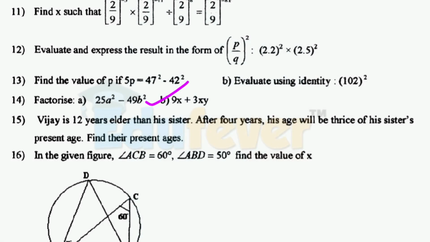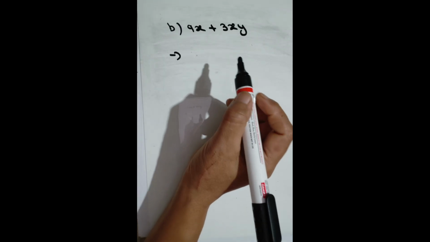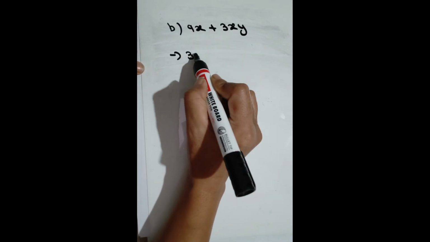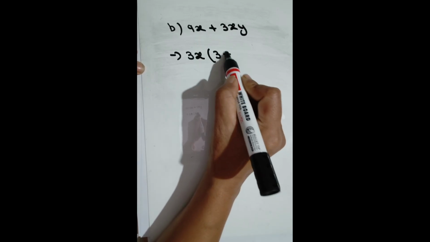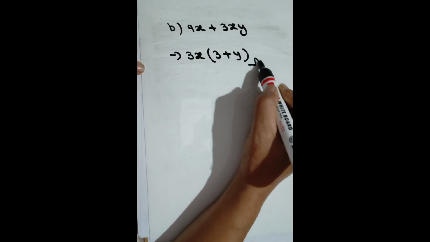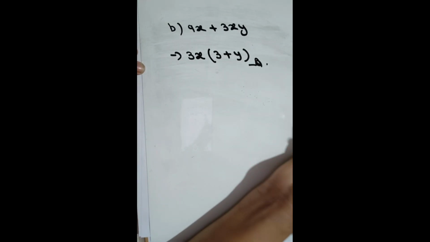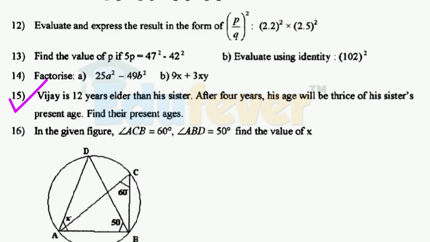Question number 14b is 9x plus 3xy to be factorized. This one is quite simple. 3x is common here, so we'll take 3x, then inside the bracket it will remain 3 plus y, and that's your answer. Now let's see question number 15.